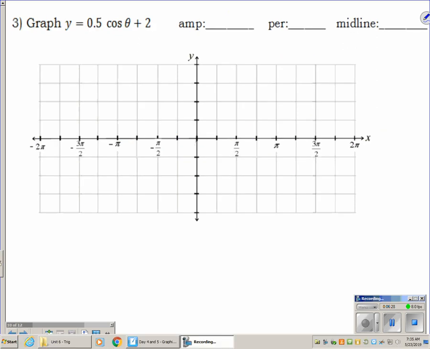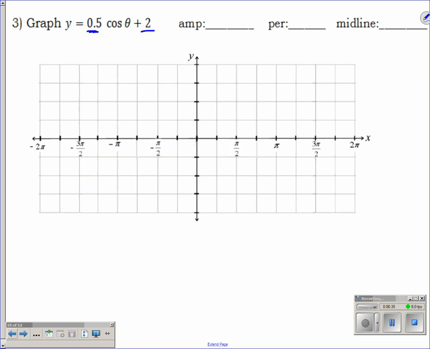All right. Let's try another example. So we have 0.5 times cosine plus 2. All right, let's identify those values. So 0.5 is my amp, so I'm going to put 0.5 as my amp. And the 2 is a shift up. And then my B value, since there's nothing in front of the theta there, it's just 1. My period is the basic 2 pi. Okay? All right, so we got our amp, our period, our midline.